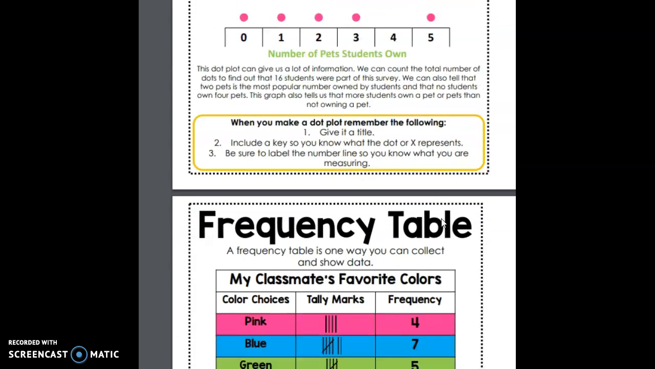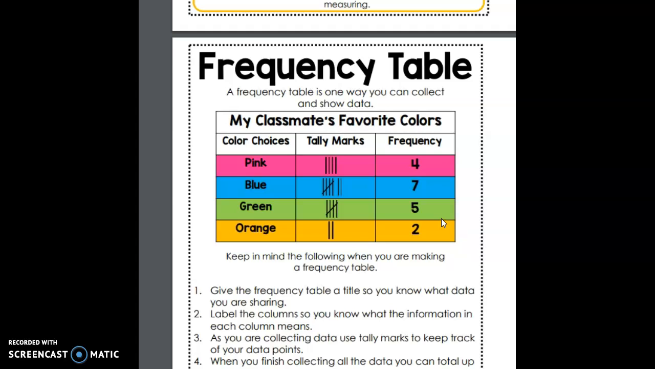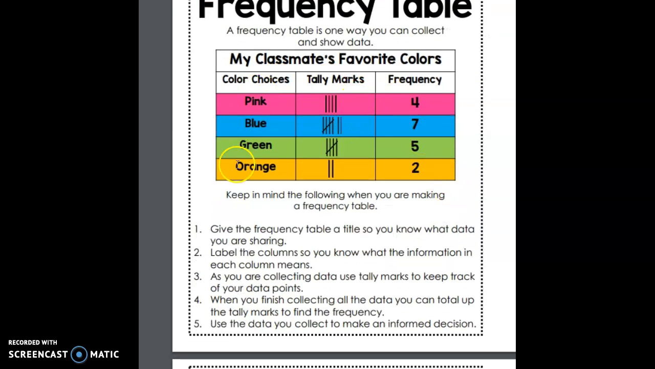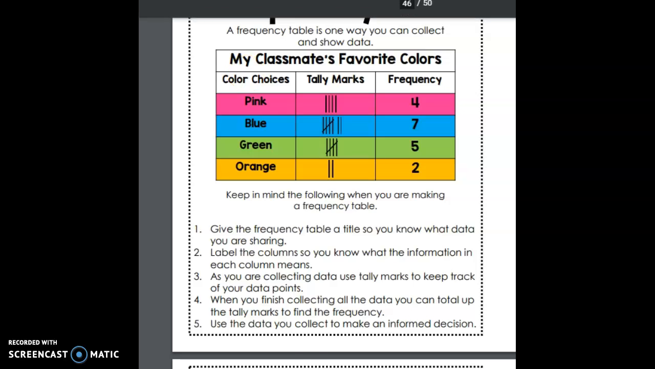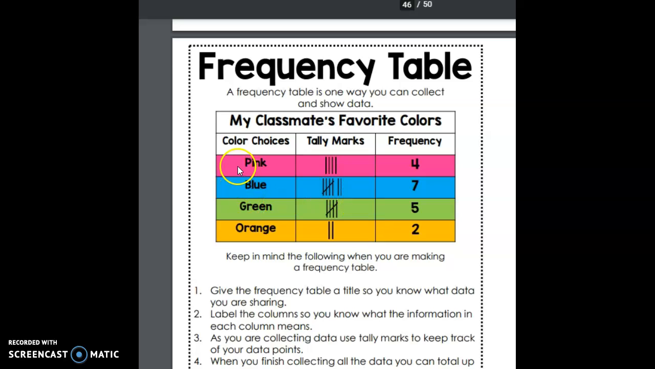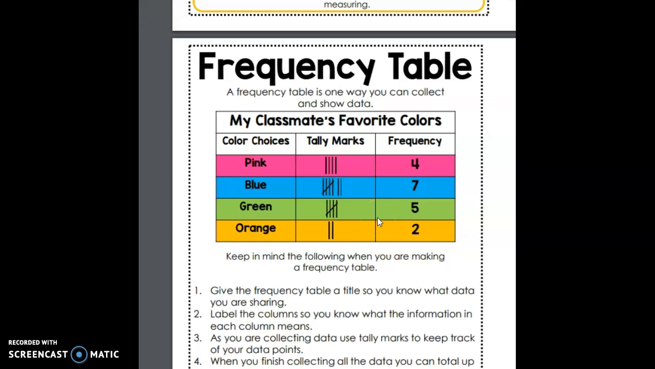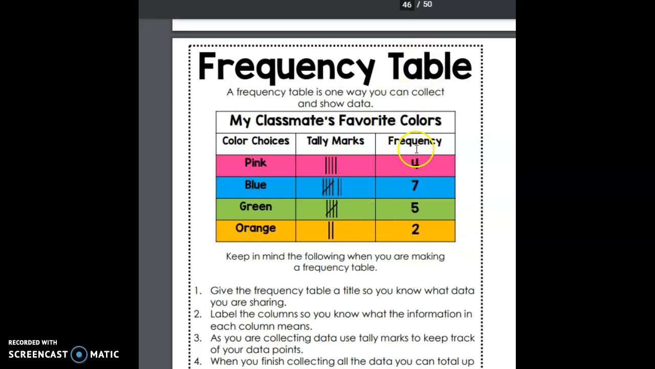And the last graph is called a frequency table. So this is a lot of times where you plan your data, and this is what it looks like. So my classmates' favorite colors, they gave the kids the options of pink, blue, green, and orange. And a frequency table can collect data in tally marks, and it can also collect it in a frequency, and that's just the number of tally marks, basically.